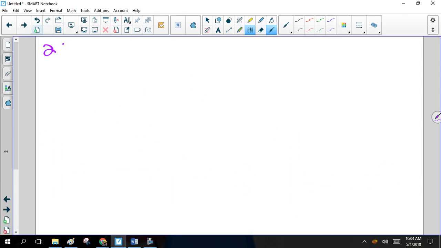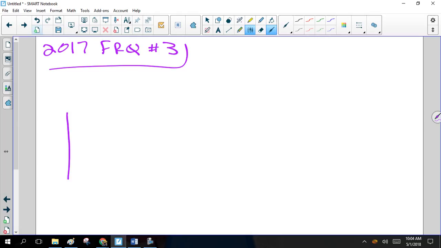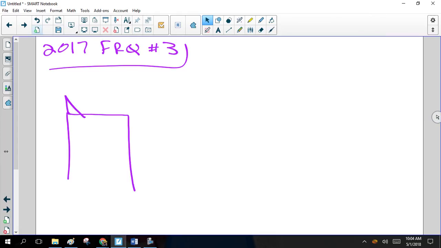Finally, 2017 FRQ number 3. So we got another conservation of energy problem here, right? Which I was surprised by. So it says a uniform solid cylinder, you're given the mass and so on. Okay, so in my mind, there are 3 points we care about. There's here, here, and here, right?